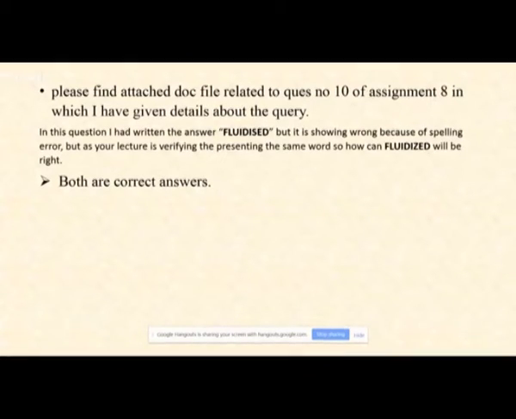Yes, both the spellings are correct. Actually, the one which is used is the more British one, and the other one is American, so that's the confusion. It has been corrected already, and you might have seen that correction in your mark.